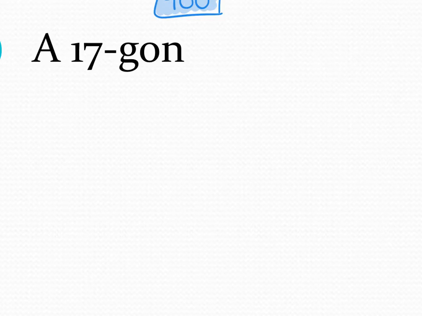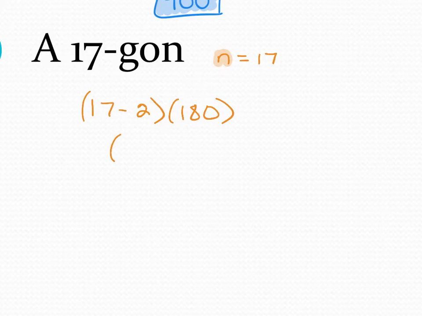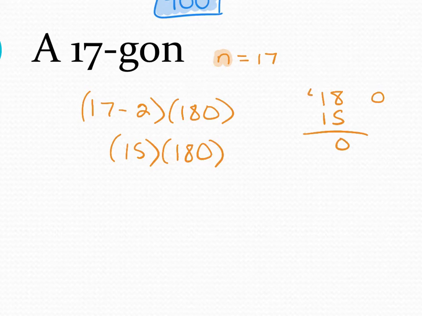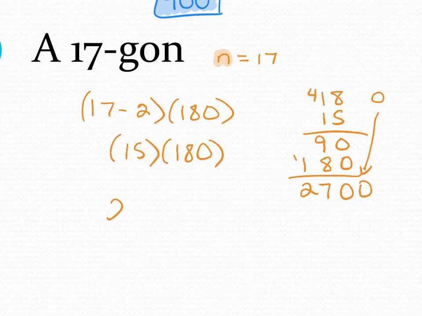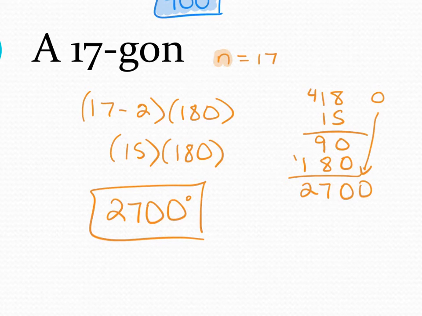All right, so what would n be for a 17-gon? n is 17. So 17 minus 2 times 180 is 15 times 180. I'm going to leave the 0 off, 18 times 15, then add the 0 back on. So 2,700 degrees. Just be really careful because obviously some of these numbers get a little bit bigger.